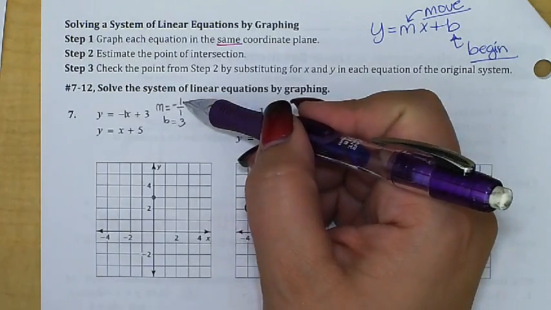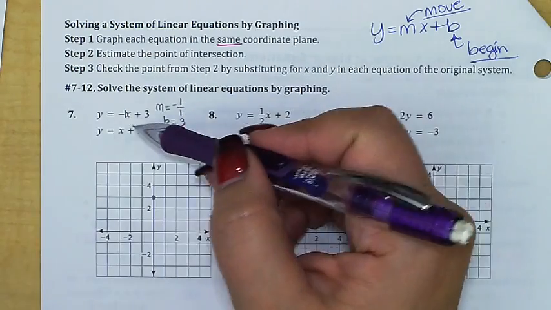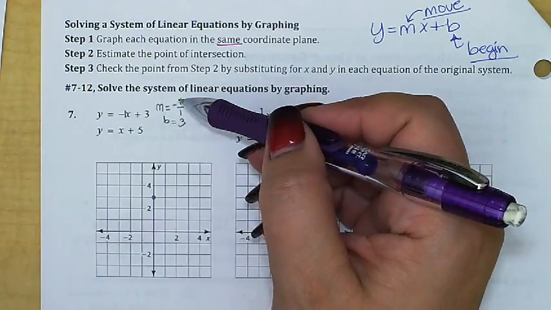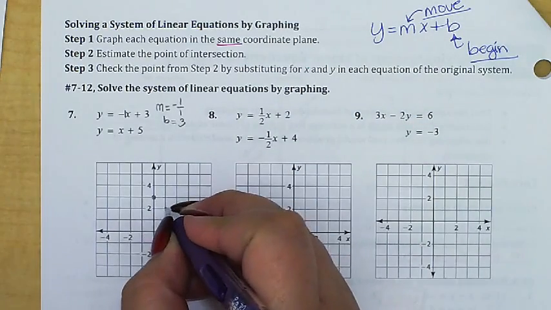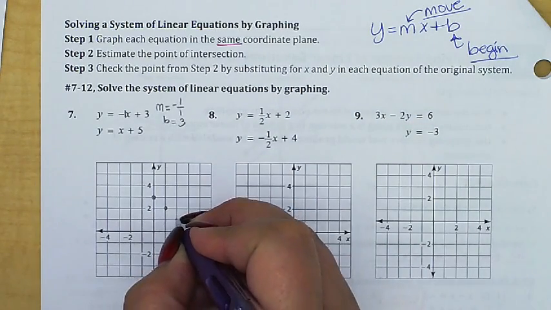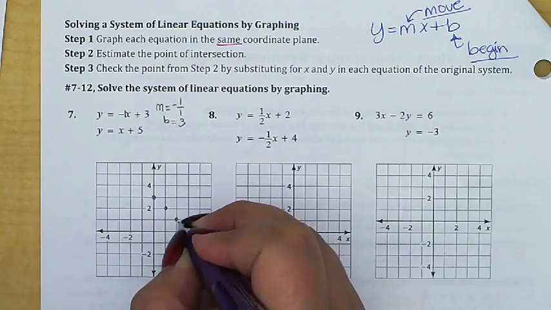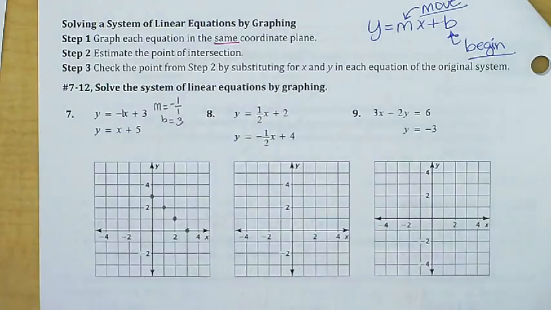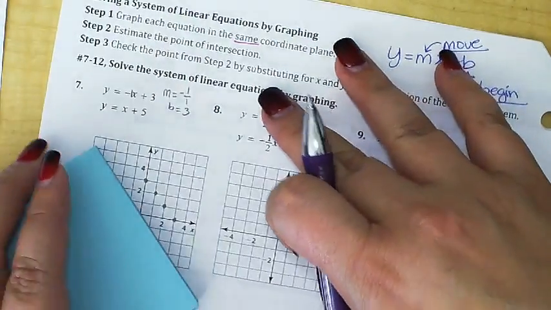And then I'm going to move according to the slope to get to other points on the line. So if my slope is -1, which is -1 over 1, that means I'm going to go down 1 and forward 1. Down 1, forward 1. Okay, down 1, forward 1. And I'll generate a good handful of points that I know are correct because they're all on the same straight line. And then I can make my line.